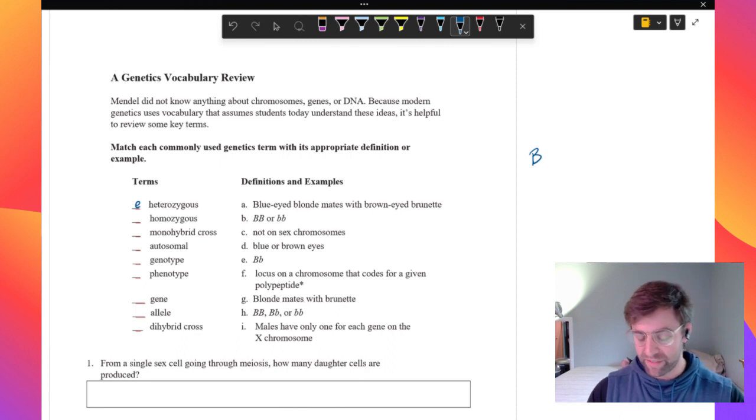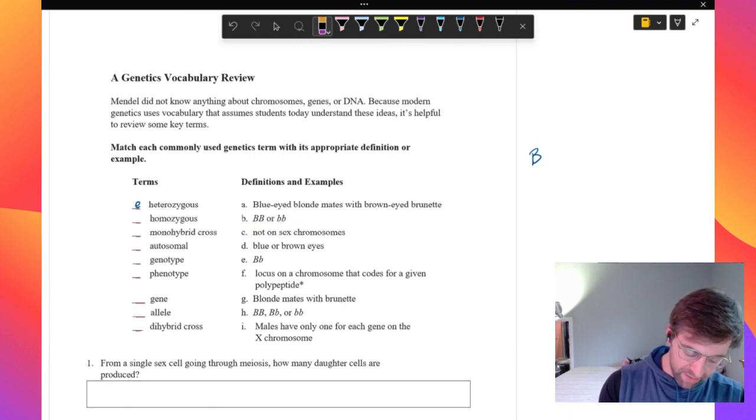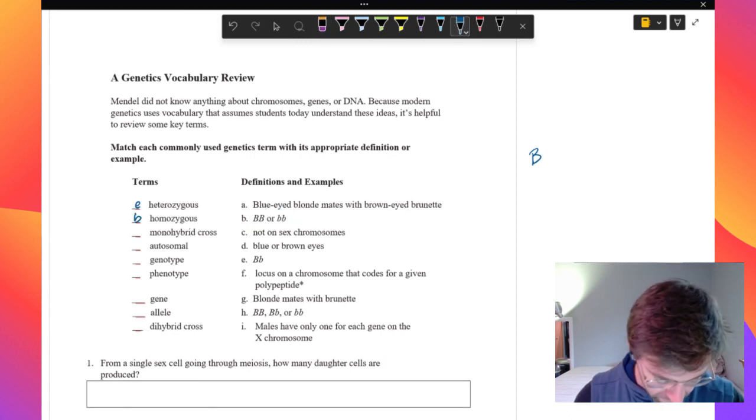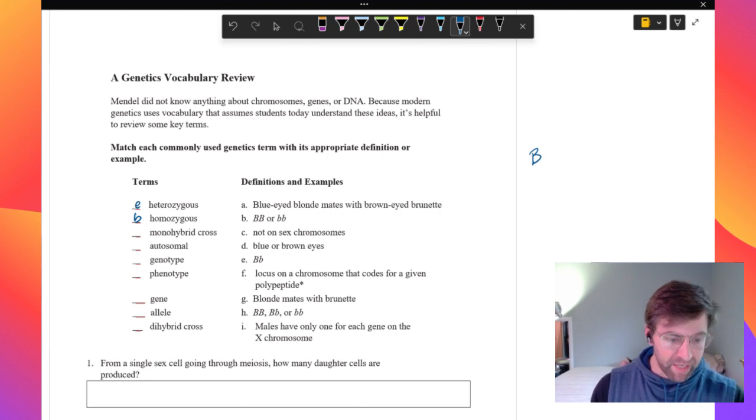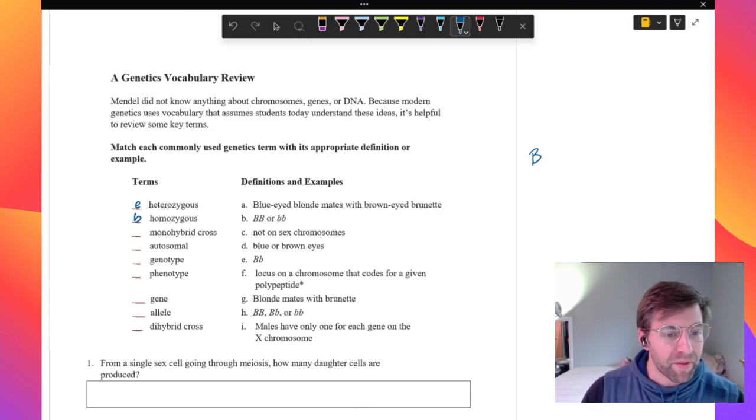different alleles, different characteristics in an individual. And then, of course, we've got homozygous, so that could be big B, big B, or little b, little b. Then we have a monohybrid cross, prefix mono, hybrid meaning, I guess, a combination. Monohybrid cross. This one would be a monohybrid cross.